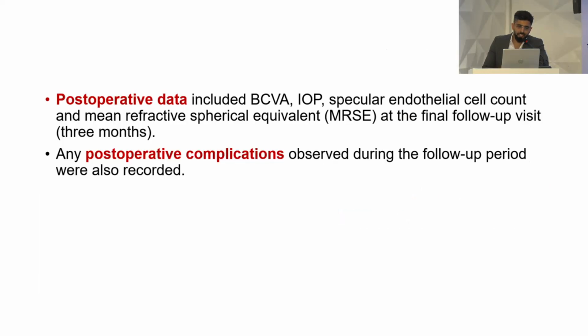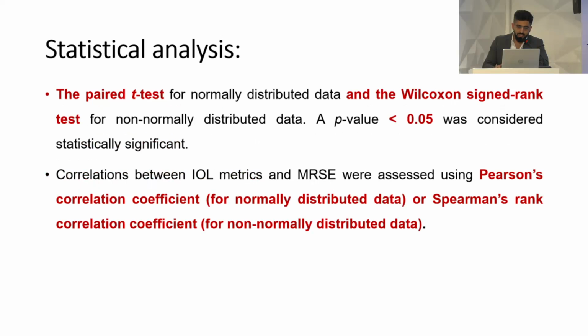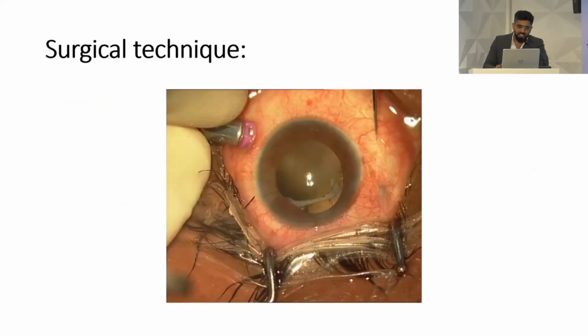So postoperative data was collected, and any postoperative complications observed during the follow-up period were also recorded. A pars plana vitrectomy was done only in cases that were associated with posterior lens or IOL dislocation or an associated vitreous hemorrhage. An anterior vitrectomy and a thorough port site vitrectomy was done in all the cases. Intraoperative surgical videos were reviewed to assess any complications encountered during the surgery. Necessary statistical analysis was done. So just a short video to show the technique.